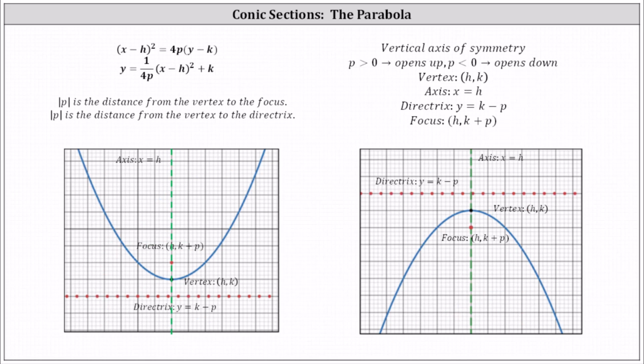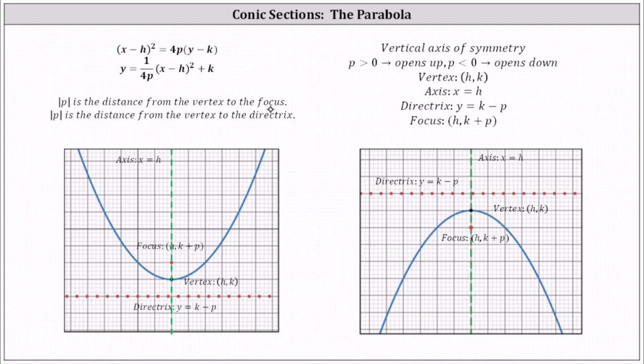If the parabola opens up or down, we write the equation in the form of the square of x minus h equals 4p times the quantity y minus k, where again h comma k is the vertex, and the absolute value of p, again, is the distance from the vertex to the focus, as well as the distance from the vertex to the directrix. And if the parabola opens up, p is positive. If the parabola opens down, p is negative.